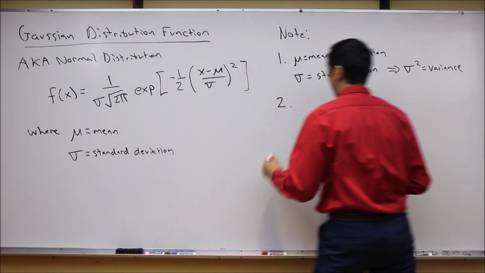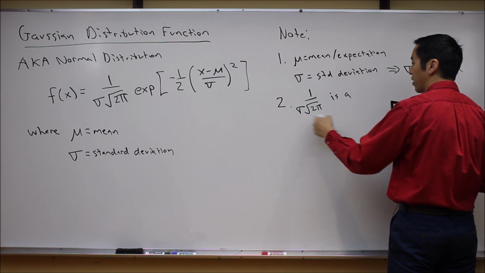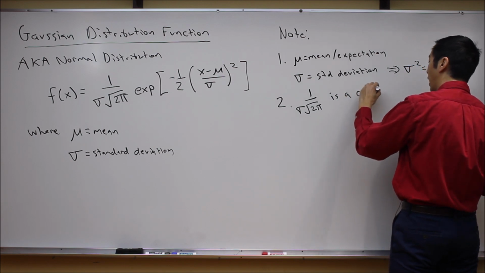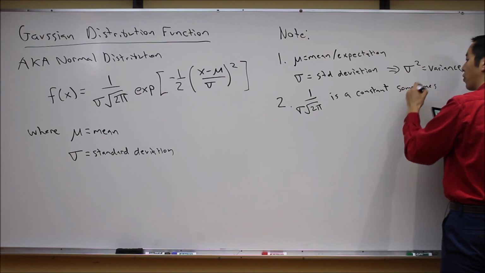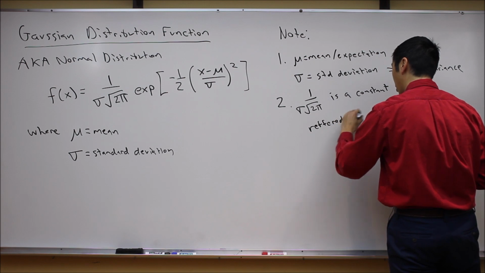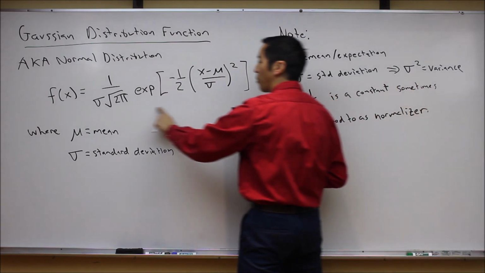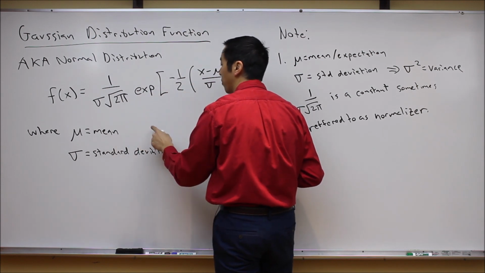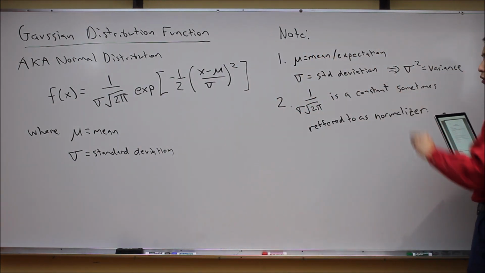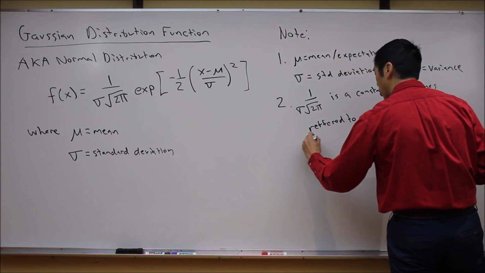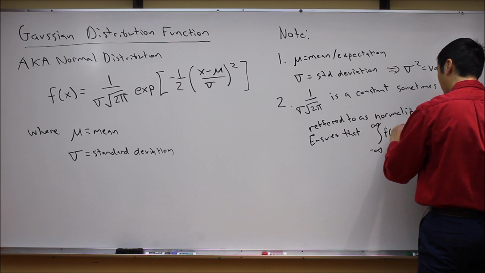another thing to note, this constant factor right in front, this 1 over sigma times square root of 2 pi, is just a constant, right? Because sigma is a constant and pi is obviously a constant. And it's sometimes referred to as the normalizer. Let's just write that down. Its main job is, if you think about this, we claim that this is a probability distribution function. So by the time I integrate this from x equals minus infinity to positive infinity, the area underneath the curve is 1. And this normalizer just guarantees that the overall integral is 1. So you can think of it as ensuring that the integral from minus infinity to positive infinity of f of x dx is equal to 1.